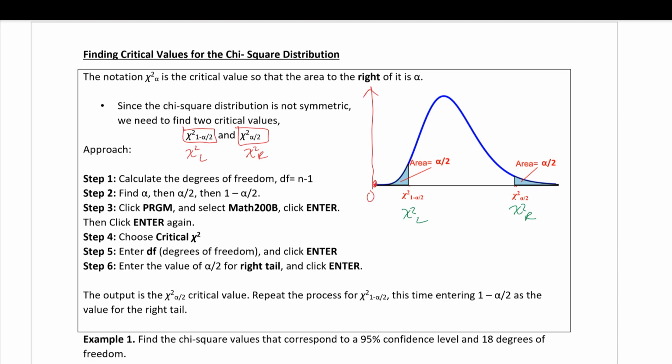All right, in order to calculate these critical values on your TI calculator, you need a special program, because natively on your calculator, you don't actually have a way to calculate these numbers. But I'm going to show you how to calculate these with a program that you can just look up on a web browser.